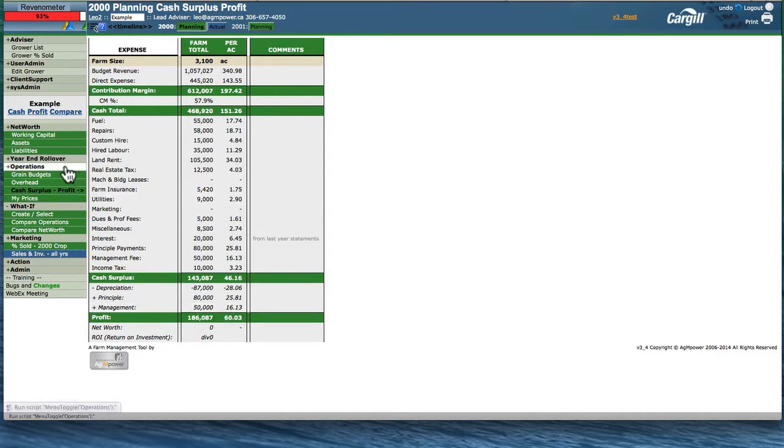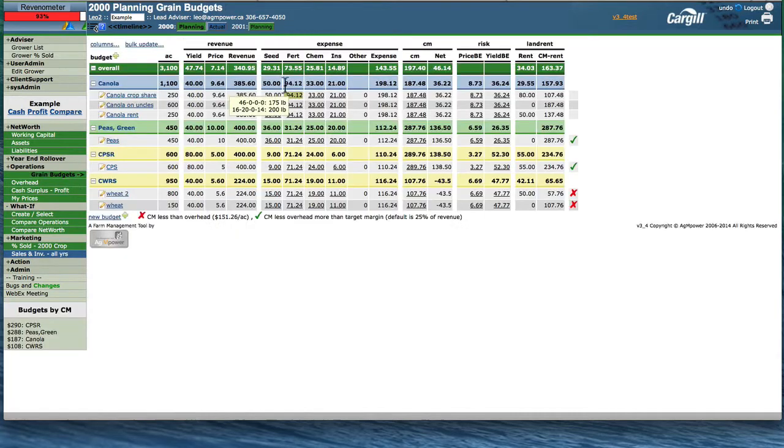For each individual crop, let's go back to grain budgets. Again, we have the revenue, and we have the expense, and the gross profit, not only for the total farm, but for each individual crop on individual fields. When we take the gross profit, in this case 187, minus the overhead of 151.26, we are left with 36.22. To be profitable, these numbers need to be positive.